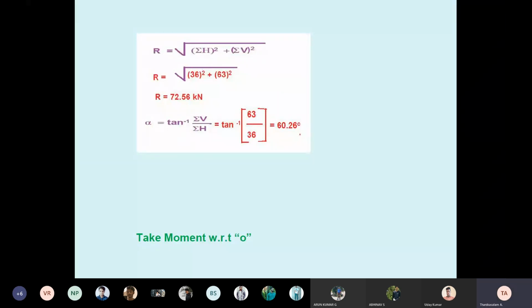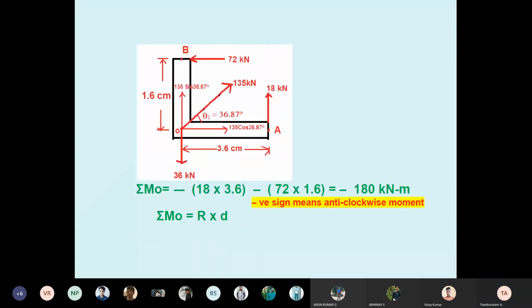This is a rigid body, no? So you have to additionally take moment. It's a rigid body, no? So taking moment. What is moment? Force into perpendicular distance. See here. We are asked, with respect to O, where the resultant is lying. That's why I'm taking moment with respect to O.